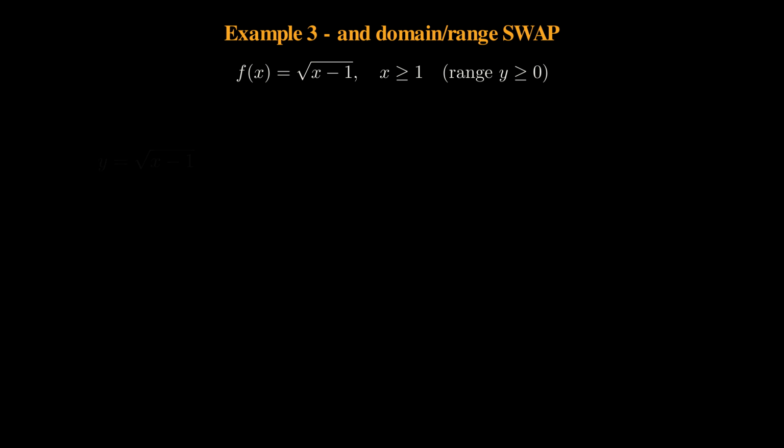Same recipe. y equals root x minus 1. Swap. x equals root y minus 1. To free the y, square both sides. x squared equals y minus 1. Then add 1. y equals x squared plus 1. So the inverse is x squared plus 1.